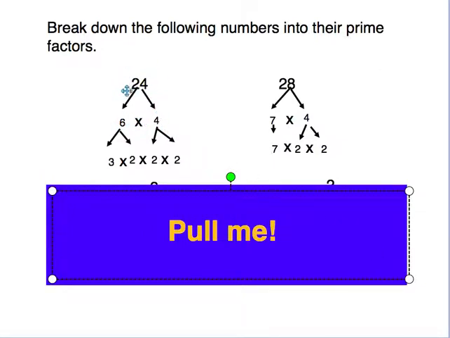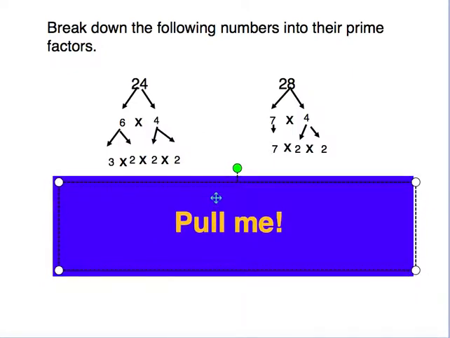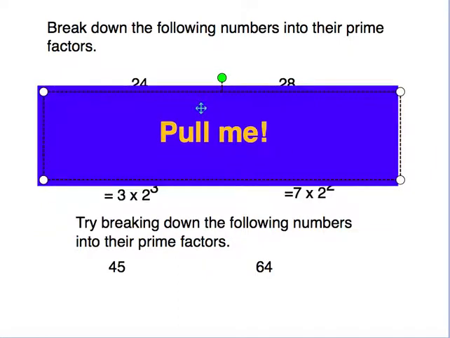So for example, when I have 24, I could break it up into 6 times 4, but I could have also broken it up into 3 times 8. And what you would have seen is that you would have gotten the same answer. So it really doesn't matter which way you break it down. You will always end up with the same amount of prime factors.